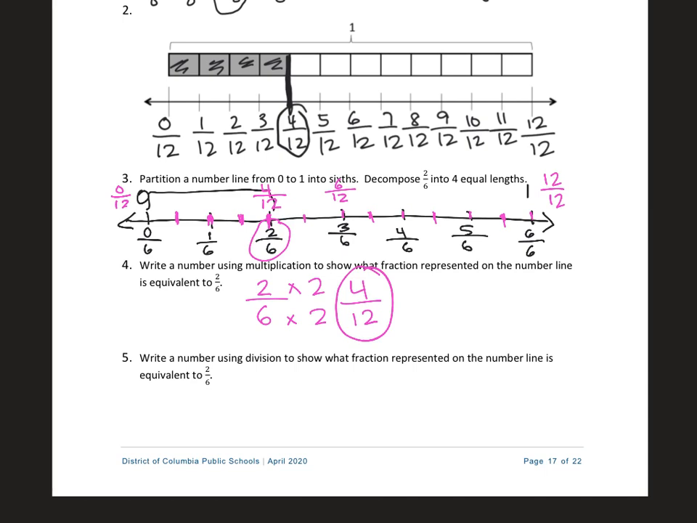All right, now it wants us to write a number sentence using division. So again, now we're just going to start with this fraction because we're going to do the opposite. So we're going to say 4 twelfths. And now we're going to divide. All right, so instead of multiplying, so 4 twelfths divided by 2. So 4 divided by 2 is 2. And 12 divided by 2 is 6. So that is going to give us 2/6 as our equivalent fraction.